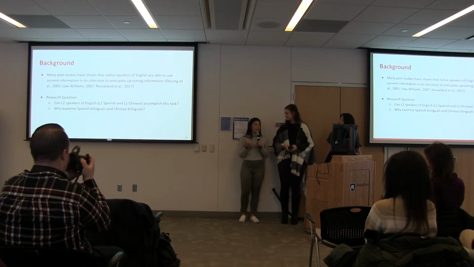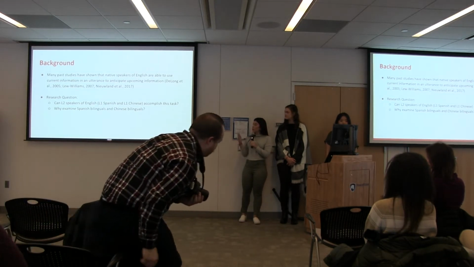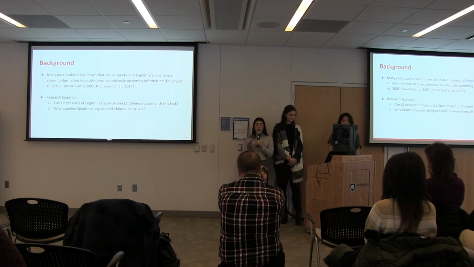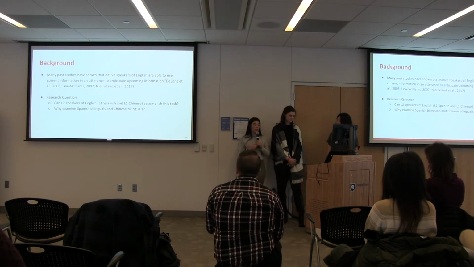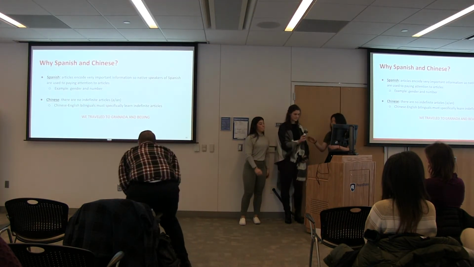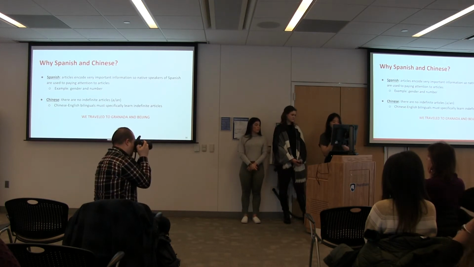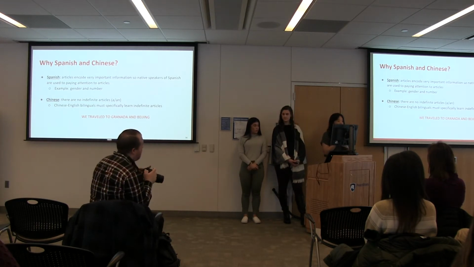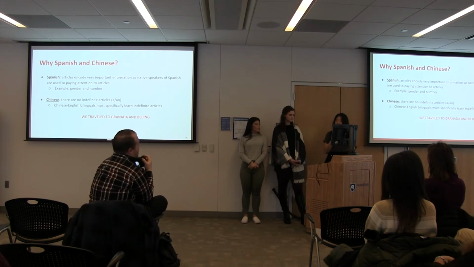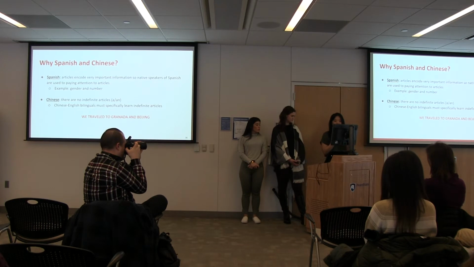So we've seen in past studies that native speakers of English are able to use current information to anticipate new and upcoming information. Throughout this study, we were asking ourselves, can second language learners of English, specifically Spanish and Chinese native speakers, accomplish this same task? And why are we examining Spanish and Chinese bilinguals? We chose to study them in particular because of interesting article characteristics of Spanish and Chinese. In Spanish, articles encode very important information, such as the gender and number of the upcoming noun. So native speakers of Spanish are used to paying attention to the articles in sentences. And in Chinese, there are actually no indefinite articles at all. So these Chinese English bilinguals must specifically learn this rule in classrooms.